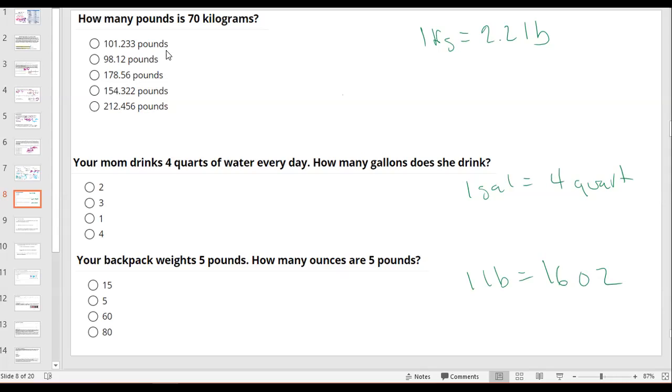The kilogram to pounds might not be exactly what you see in the choices, but that's because they use a more accurate type of conversion, but it should be somewhere close to it.